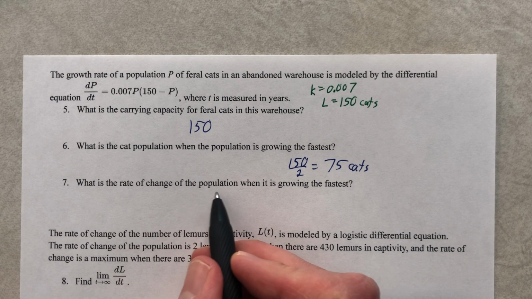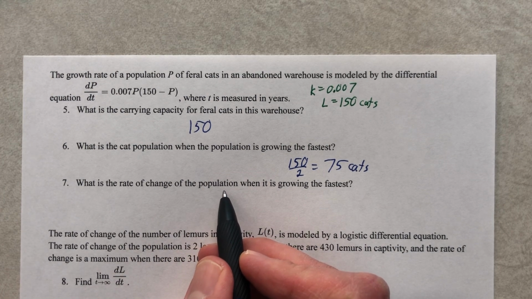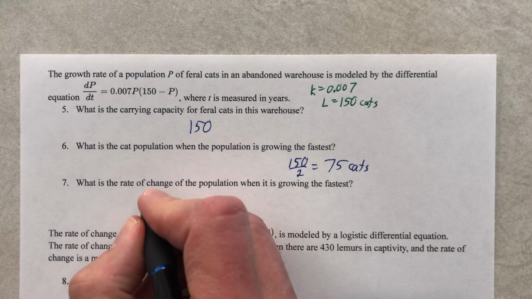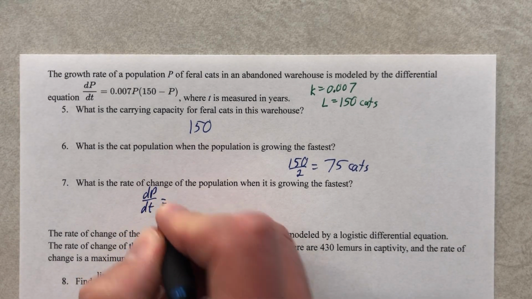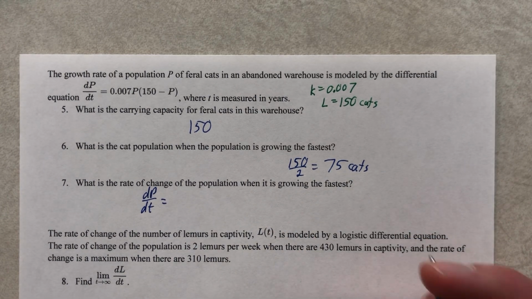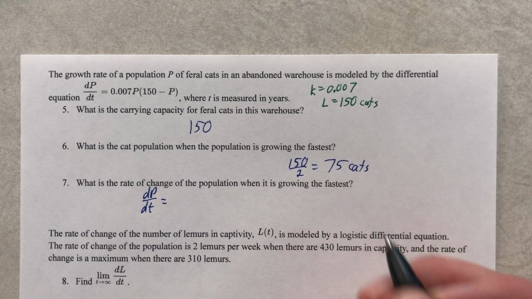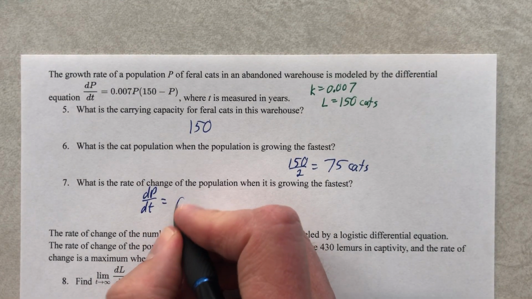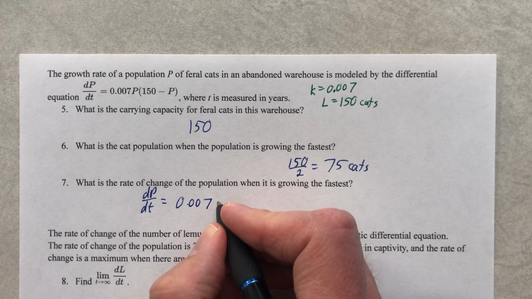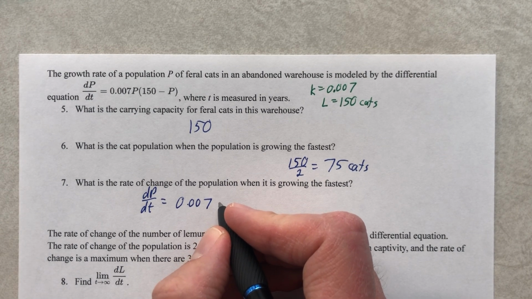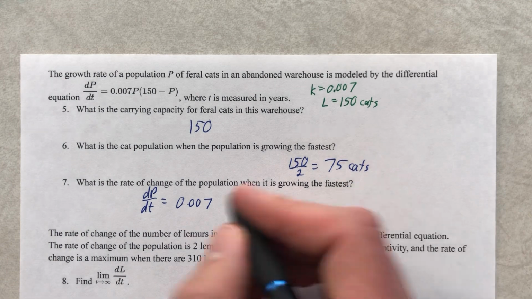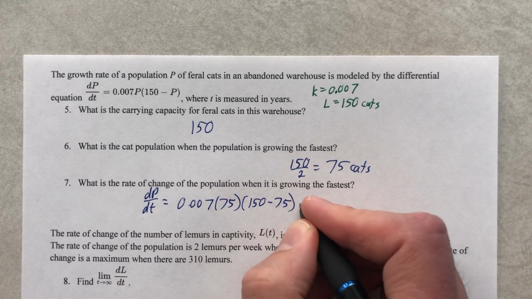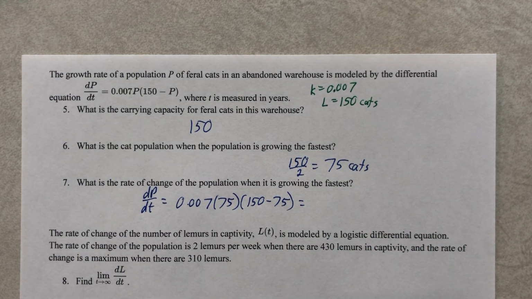What is the rate of change of the population? Okay, the final answer is going to be dP/dt. So dP/dt is equal to growing the fastest. Okay, growing the fastest when we have 75 cats. And that is going to be, let's see, 0.007 times the population. What is the population? 75. And then 150 minus 75. And this is going to be measured in cats per year.